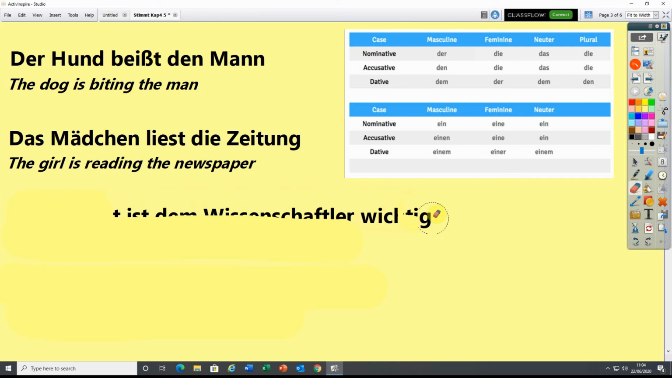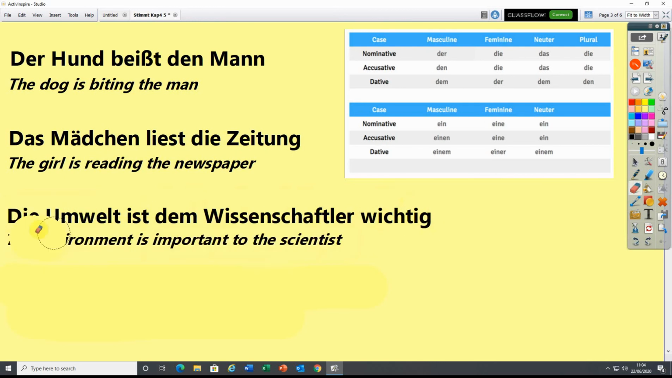Now to a slightly longer sentence, only because the words are longer. So here we have, die Umwelt ist dem Wissenschaftler wichtig. So here we've got the verb to be, ist. And this is the subject of the verb to be. You'll never get an accusative case after the verb to be, just by the by, so we haven't got an accusative case in here. But we've got a nominative. That's the subject. What is important? The environment. Die Umwelt, it's feminine, it's a nominative case, die Umwelt.